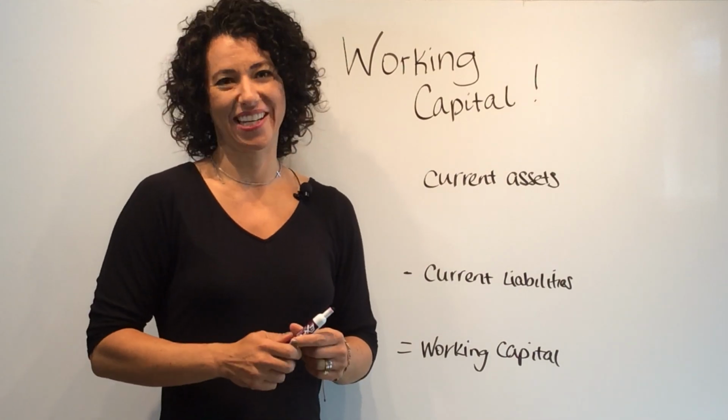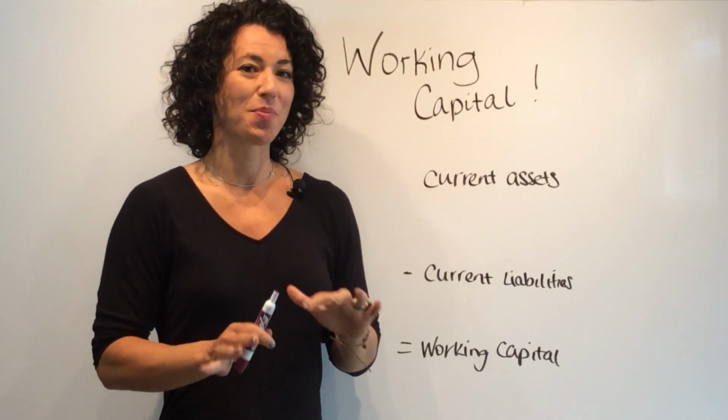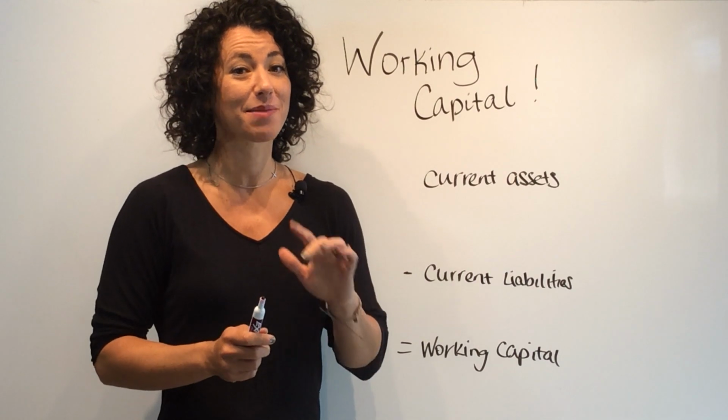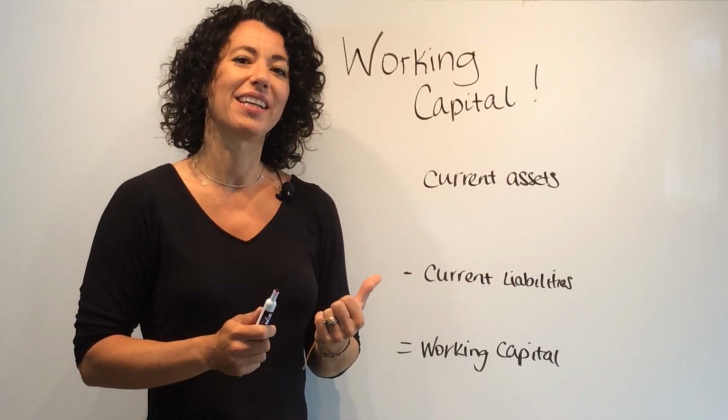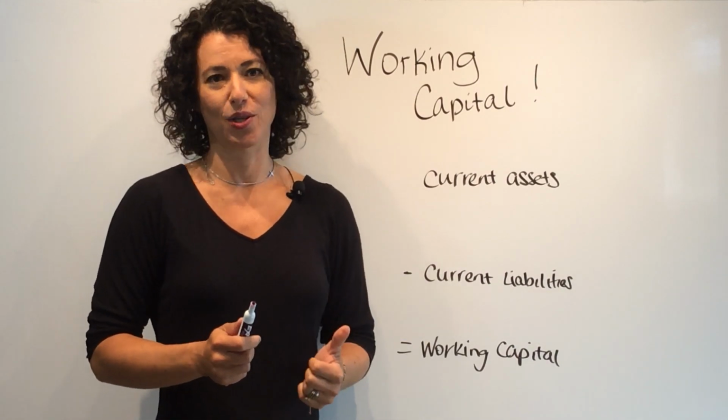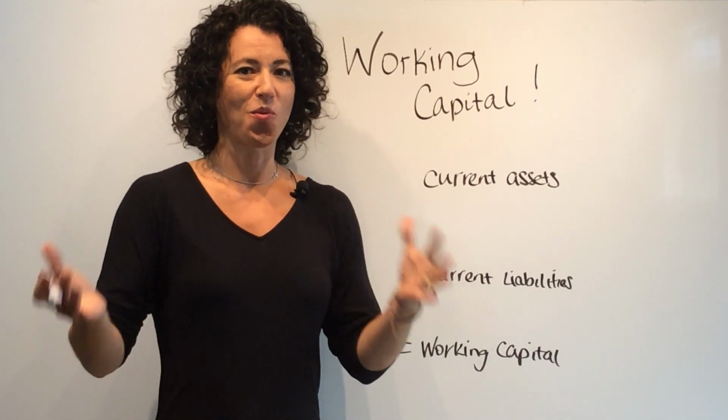Today we're talking about working capital. Now, working capital is actually a pretty simple calculation, although sometimes it's not easy to get working capital. So our calculation for working capital is just current assets minus current liabilities. So your next question is, well, what is that?